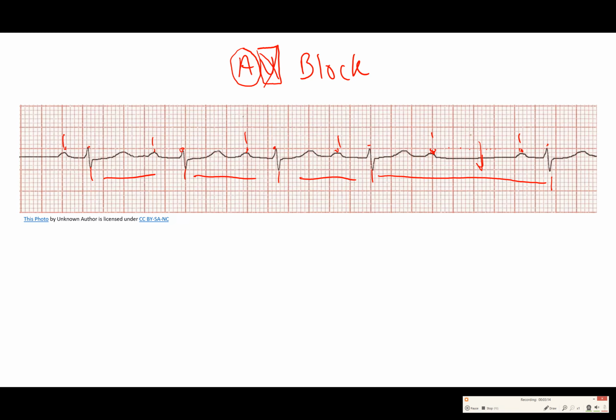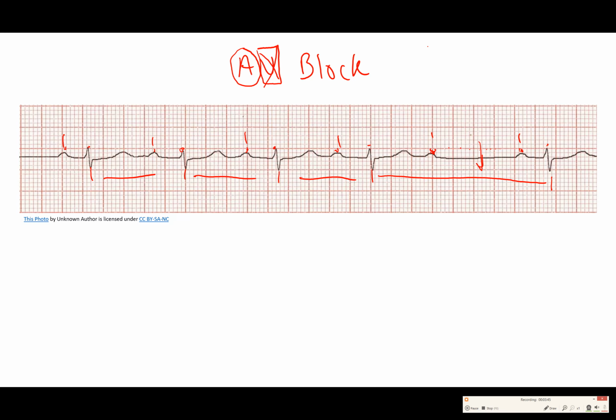So there are 3 types of AV block. We call it type 1, type 2, and type 3. Type 1 is just a prolonged PR interval, and we don't discuss that too much. It's easy enough to find. You just measure the PR interval, and if it's more than 200 milliseconds, then it's prolonged. But clinically, it doesn't have a lot of significance unless it gets extremely long. So we don't really bother too much with first degree block.